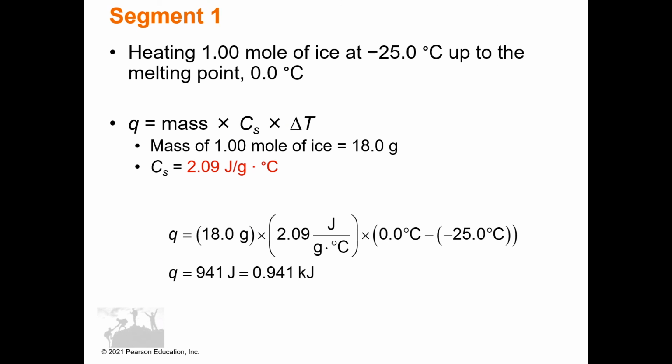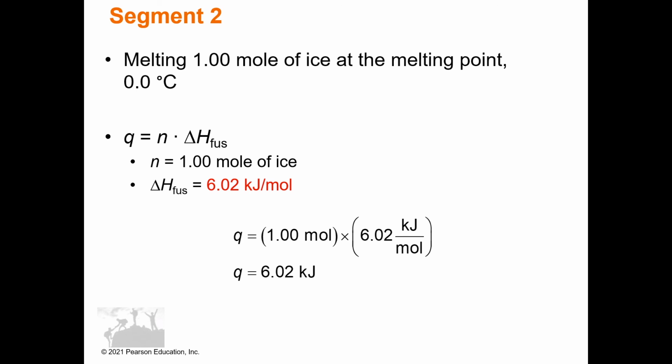For segment 1, our line with a positive slope, the ice is being heated up from negative 25 degrees Celsius to 0 degrees Celsius. So we're going to need to use Q equals MCΔT. We can figure out the mass of 1 mole of ice, and this value right here is the specific heat of ice. So be careful there. This is the specific heat of ice. Plug in your values so that you get 0.941 kilojoules.